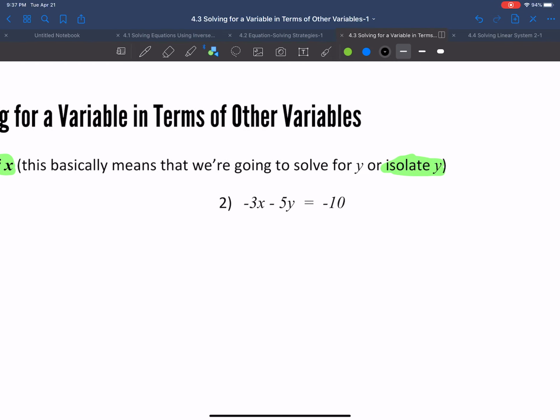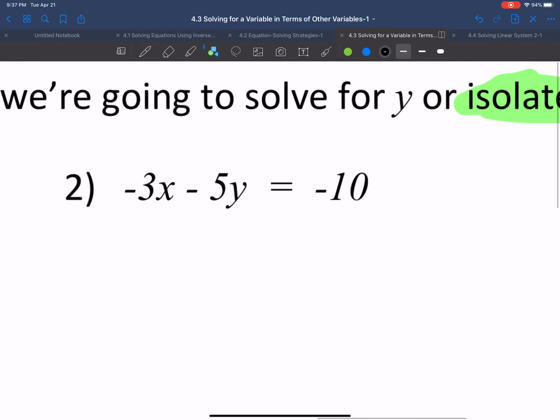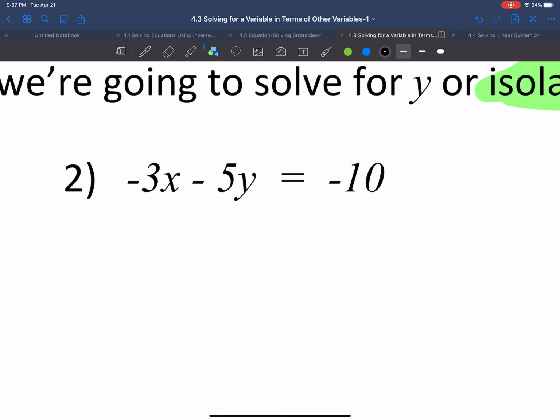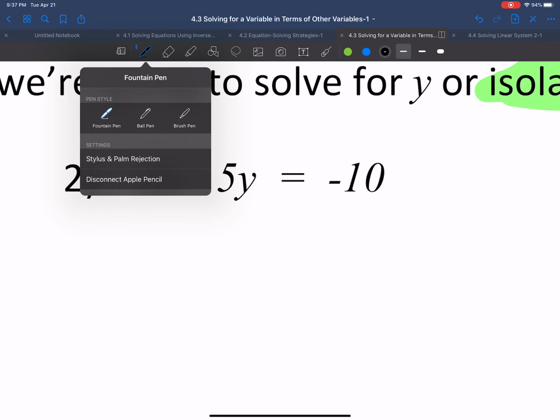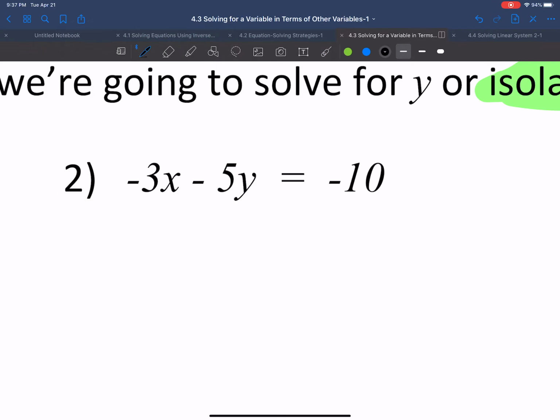All right, so a little bit more complicated. I want to get y by itself here. If I look around, I've got this -5 that's right next to the y, but I also have this -3x that's there. I want to get y by itself, so I need to get rid of that and that. Addition or subtraction, PEMDAS in reverse.